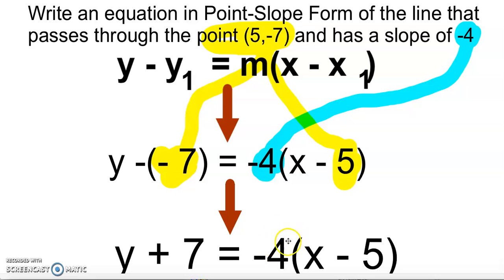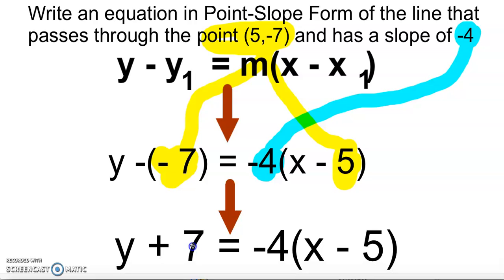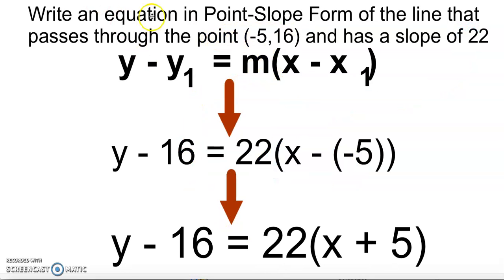And the -4 for our slope stays the same, and x minus 5 stays the same. So that's it. We're done. Our answer is y plus 7 equals -4 times x minus 5 in parentheses. It's that simple. So let's take a look at another example.